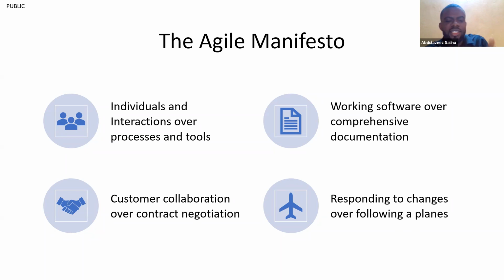The group of developers that came together in 2001 or thereabout, I think, somewhere in the US, I can't remember the actual state now. They're not saying that there's no value in processes and tools. They're not saying that there's no value in having comprehensive documentation, contract negotiation or following a plan. They're just saying, we are uncovering better ways of delivering software and helping others to do it.